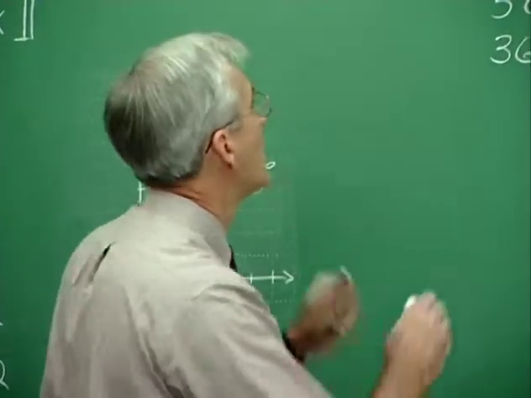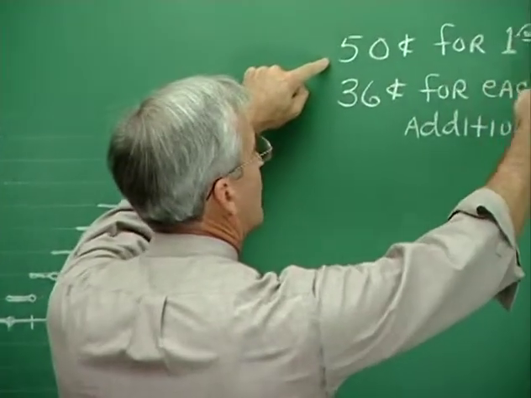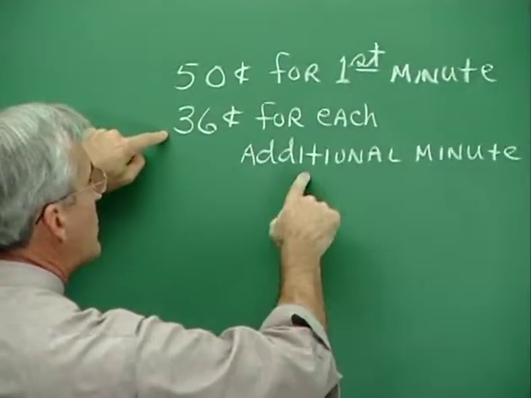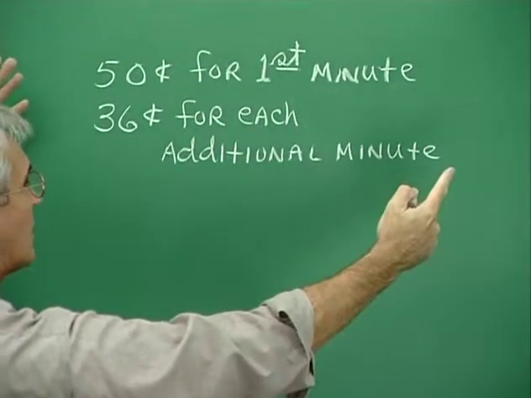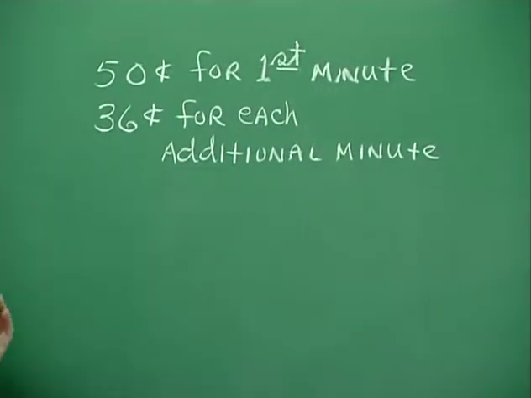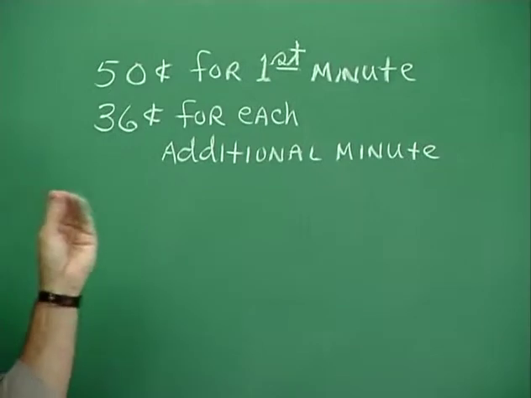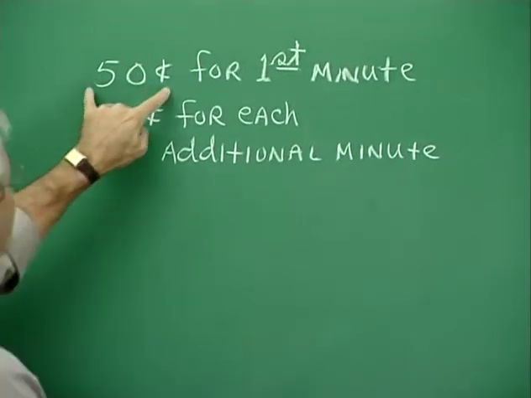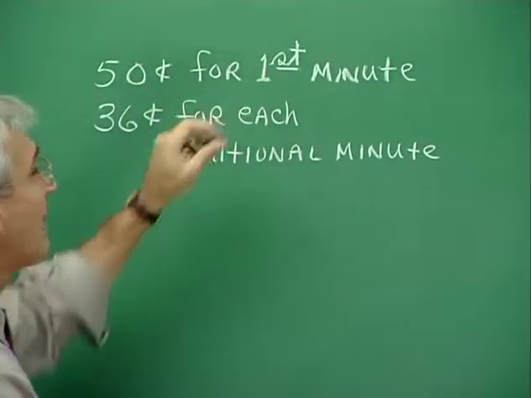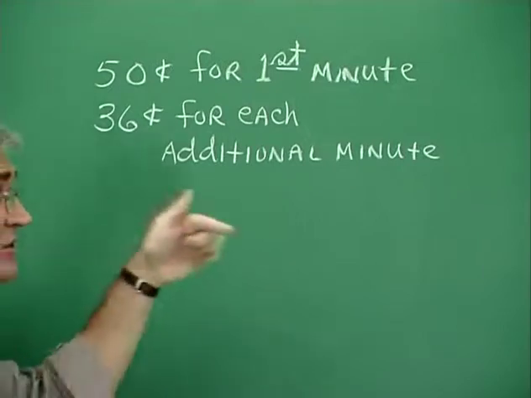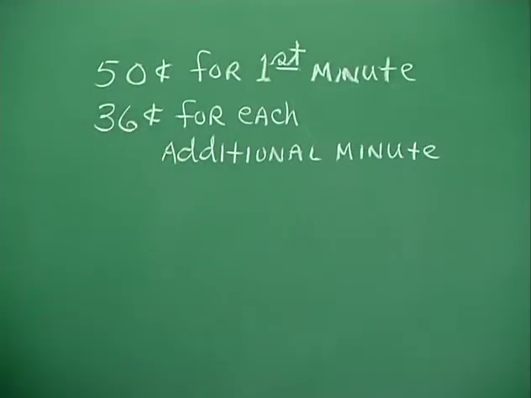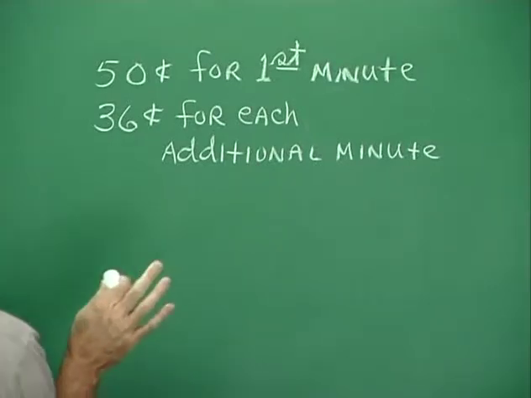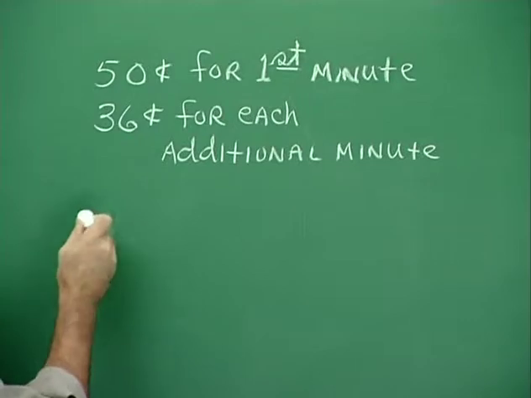Here's what I mean. Suppose we're charged 50 cents for the first minute and 36 cents for each additional minute. Now, where do parts of minutes come in? If you talk for 1 minute and 10 seconds, you're going to be charged 50 cents for that first minute, and that 10 seconds in that second minute kicks you over to an additional 36 cents. You see, and so let's write an equation for this, and it'll be a step function.